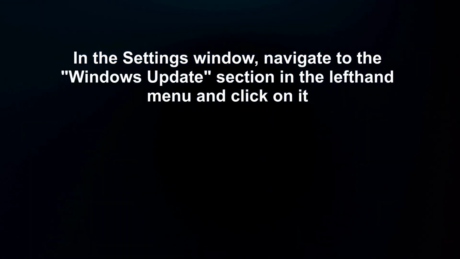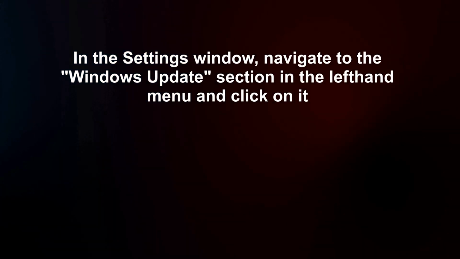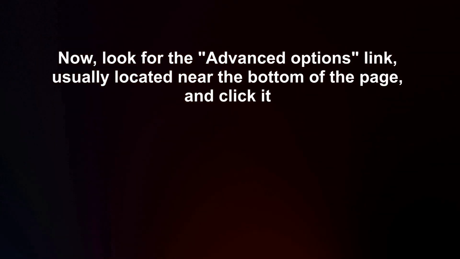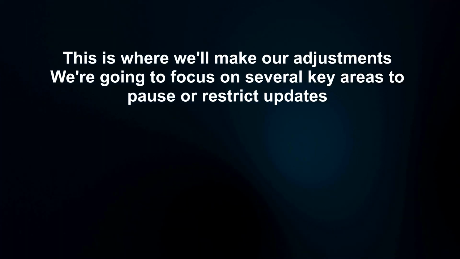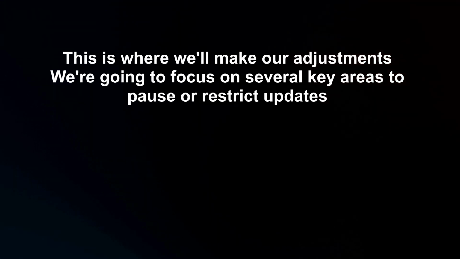In the Settings window, navigate to the Windows Update section in the left-hand menu and click on it. Now, look for the Advanced Options link, usually located near the bottom of the page, and click it. This is where we'll make our adjustments. We're going to focus on several key areas to pause or restrict updates.